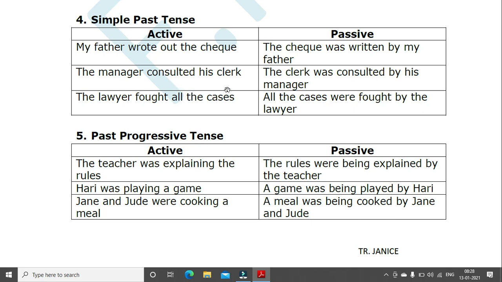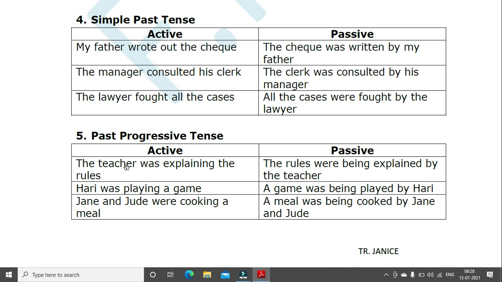Next, past progressive tense. The teacher was explaining the rules. So this happened in the past, but she was explaining the rules for a long time. That is why it is progressive. Action happening for a long time. Okay. For some time, not just happening immediately. So what is the action? Was explaining. And who was explaining? Teacher. What was she explaining? The rules. So you start with the rules. The rules were being explained by the teacher. So in progressive, you always have being.